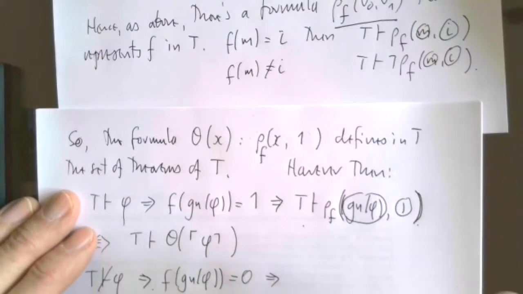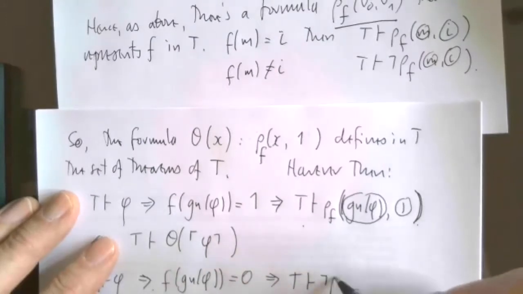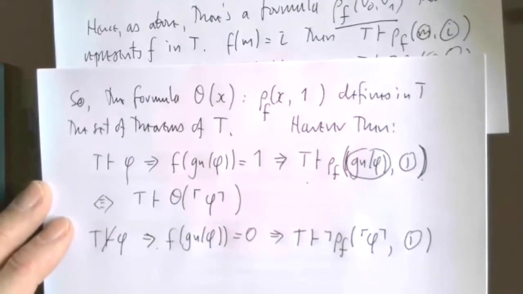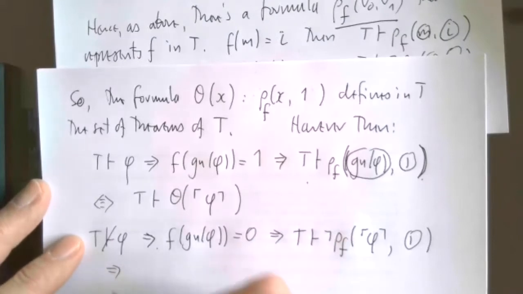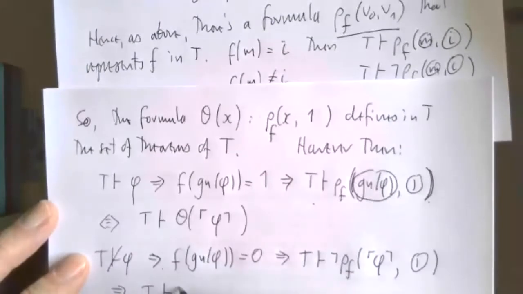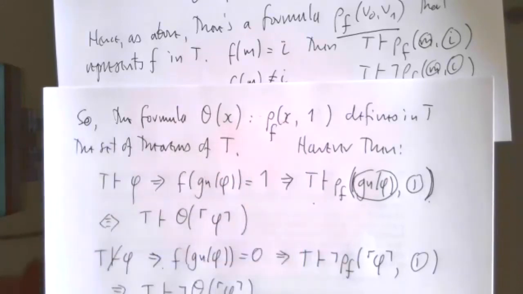So this is going to be that T proves not rho f of the numeral for the Gödel number of phi, numeral for the number 1 here. And this proves, but this is just theta, right? Theta is just abbreviating this, rho f x 1.